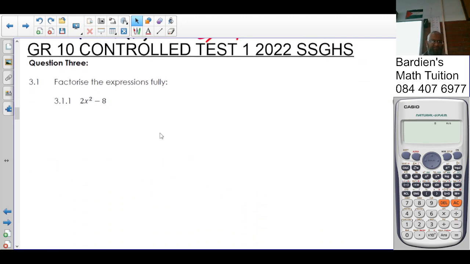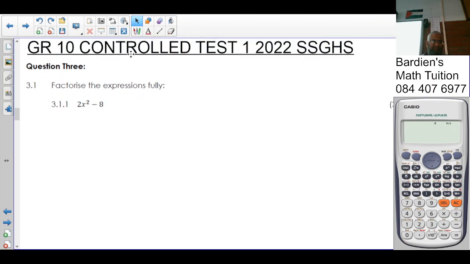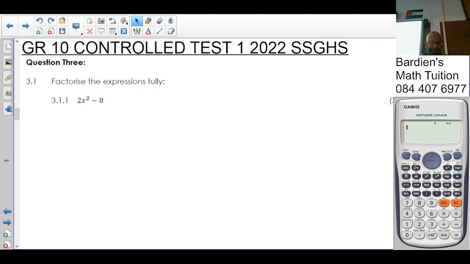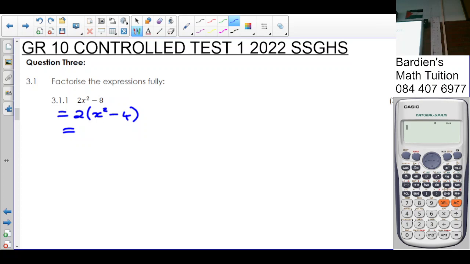Then we're on question 3. In question 3 we are told to factorize the expression fully. Okay. So do we have a common factor here? Yes, the common factor is 2. I'm then left with x squared minus 4. Now what do we do? Difference of two squares. So that will give us x plus 2, x minus 2. Any problems here, people?